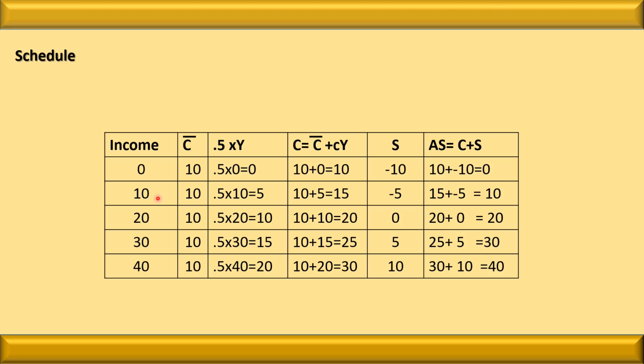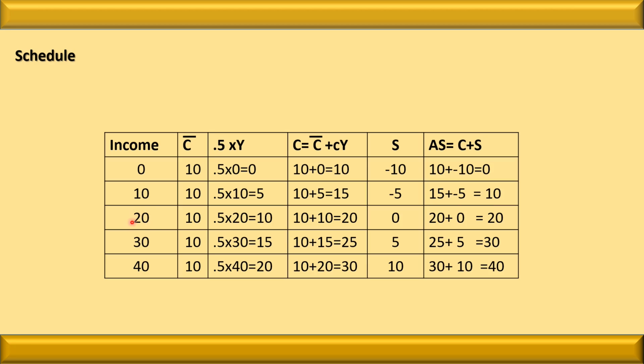When the income becomes 10, autonomous consumption, as I told you, remains same. Induced consumption becomes 0.5 multiplied by 10 is equal to 5. Total consumption is 15. Let us see saving. Saving means income minus consumption. Income is 10, consumption is 15, so it will be minus 5. So there will be a dissaving of minus 5 rupees. Total aggregate supply is 10.